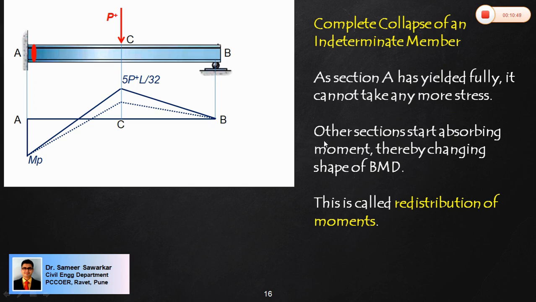Other sections start absorbing moment, thereby changing the shape of the bending moment diagram. This is called redistribution of moments. So earlier, whatever nature or shape of BMD we had, now that shape will keep on changing because this section has already yielded fully. Other sections will start absorbing more and more moment. So the shape of the bending moment diagram will start changing, and that is called redistribution of moments.